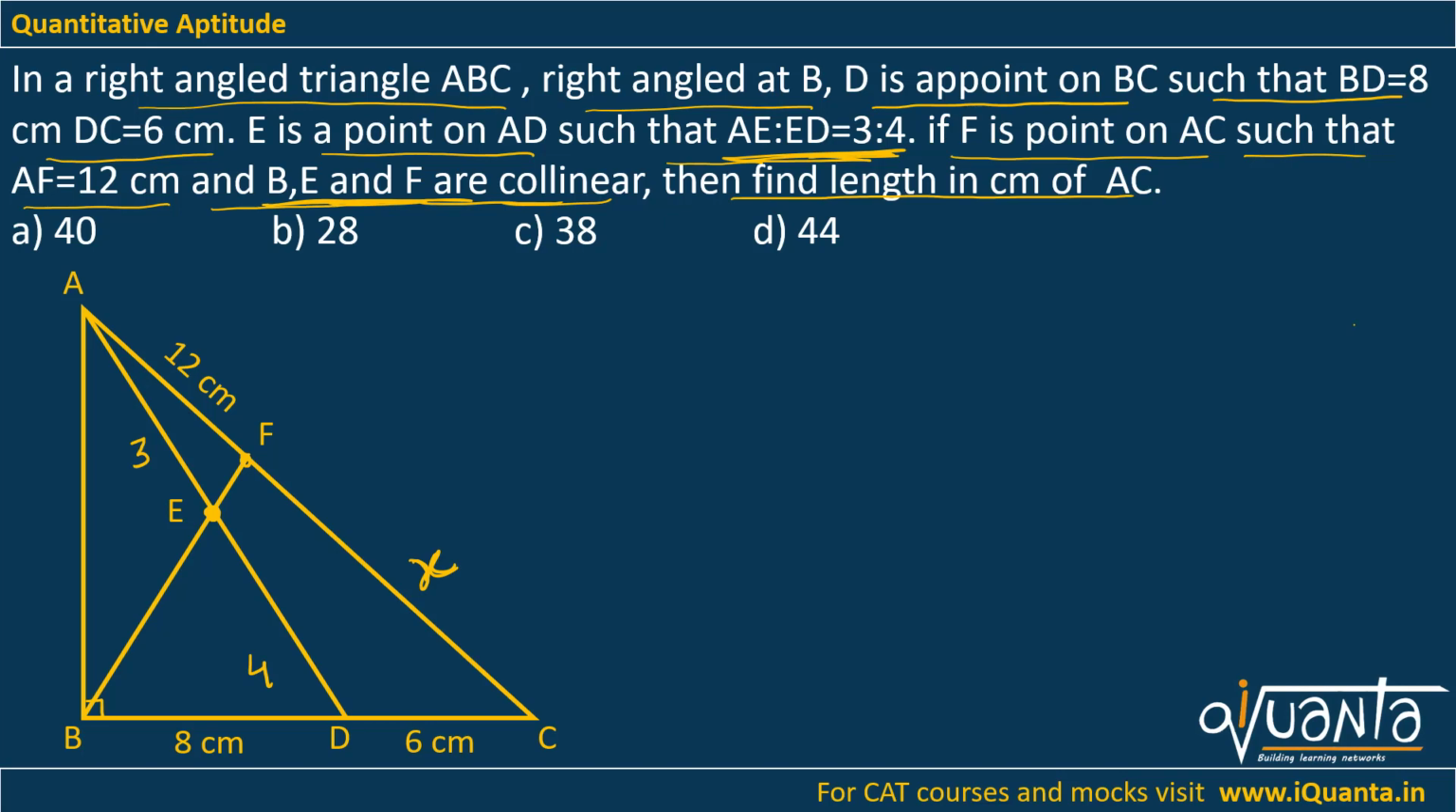In mass point geometry, you will always take the simplest ratios possible. What does that mean? I can see here that BD ratio DC is 8:6, which can be further simplified to 4:3. So instead of 8:6, I'll take BD equal to 4 and DC equal to 3. Now you need to multiply the weight at B with this 4 and the weight at C with this 3, and they both should be equal to each other. So how can I do that? If I put weight 3 at B and weight 4 at C, then 4 into 3 is 12, 3 into 4 is 12. So I have balanced.